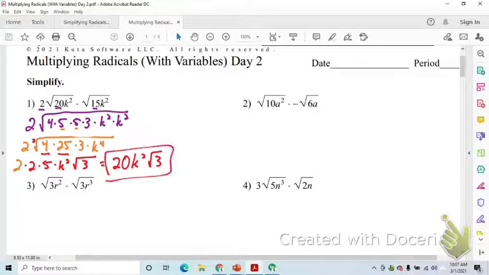So we're multiplying, and now we have variables involved. So just an extra step. That's all. We can handle it. Number 2. I am going to put this all underneath a big root. That negative still has to stay out front. So I'm going to try and make sure I remember that.